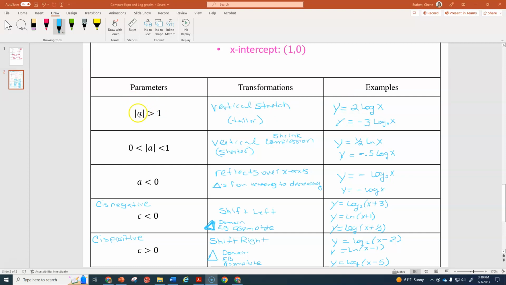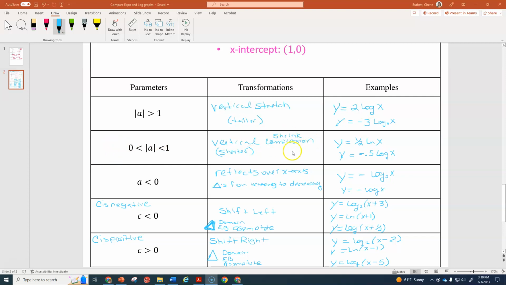I don't care whether it's a positive or a negative, but 2 is a number that's bigger than 1 and 3 is a number that's bigger than 1. And those are vertical stretches by a factor of 2, by a factor of 3. All of my y values would be 2 times as big.